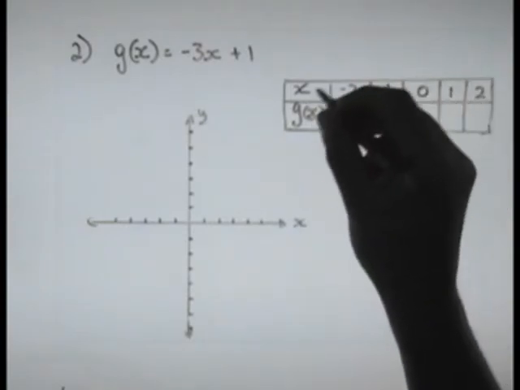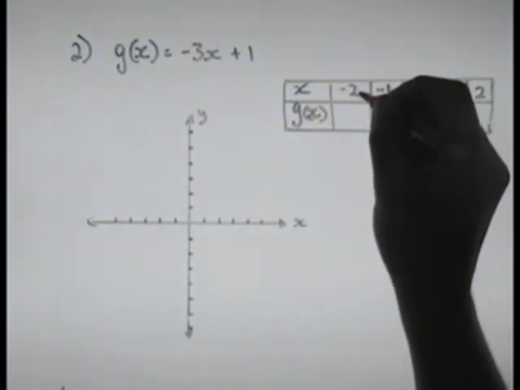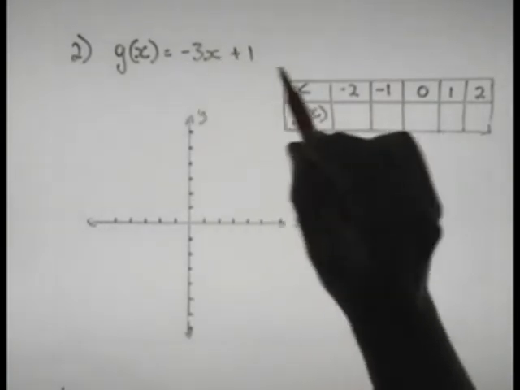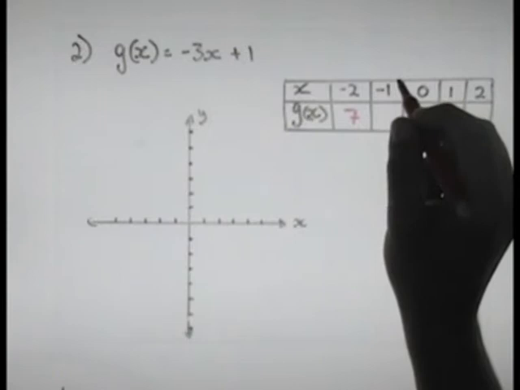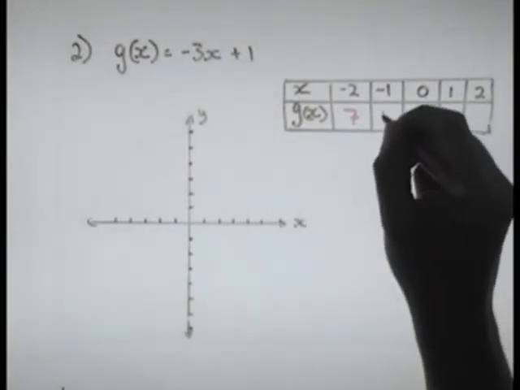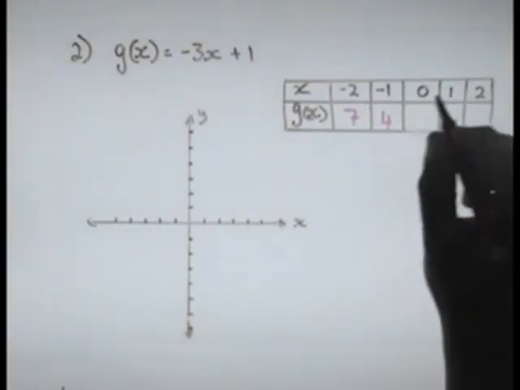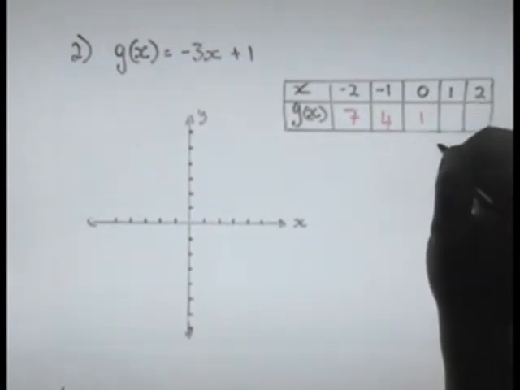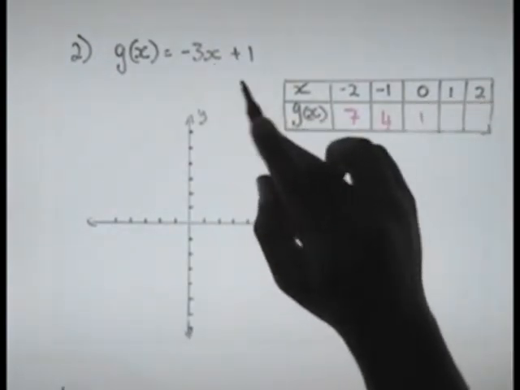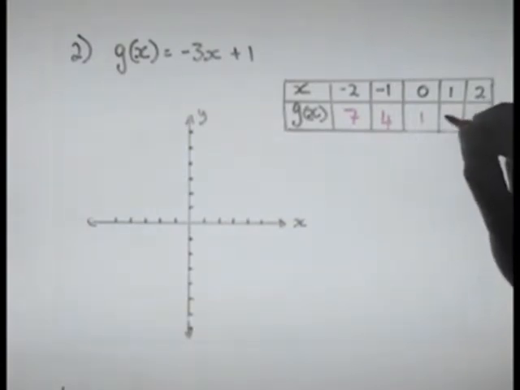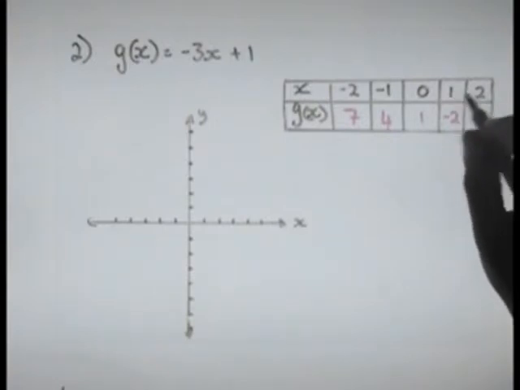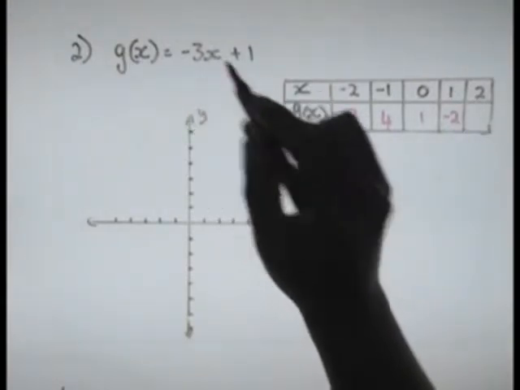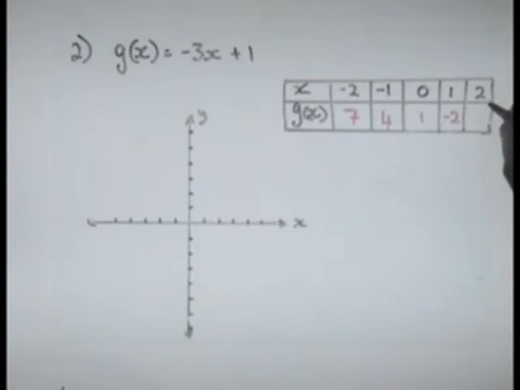The first x value we substitute in was negative 2. Negative 2 times negative 3 is positive 6, plus 1 is 7. Negative 1 in there gives us 3 plus 1, which is 4. 0 in there gives us 0 plus 1, which is 1. 1 multiplied in gives us negative 3 plus 1, which is negative 2. The next one we substituted in is 2. 2 times negative 3 is negative 6, plus 1, which is negative 5.